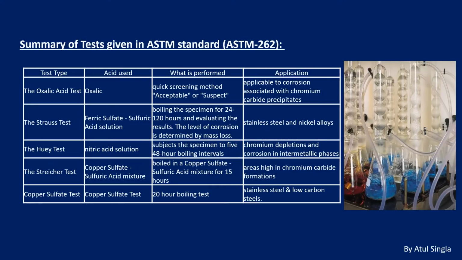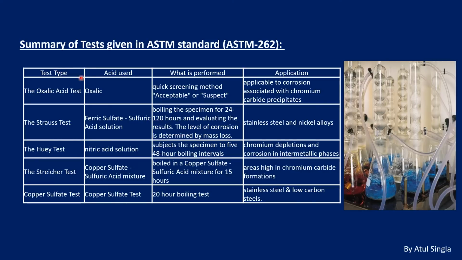This is a summary of the 5 tests given in ASTM 262 to identify intergranular corrosion. Now these are the test types. If you look, these are the 5 tests, and these are the acids which we use to perform these tests. Each acid has its own properties with respect to the material. Based on experience, we have to select which acid to combine with which material. So let us see what is happening here.